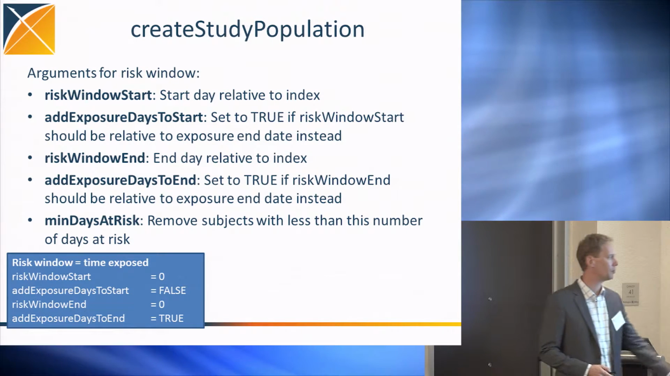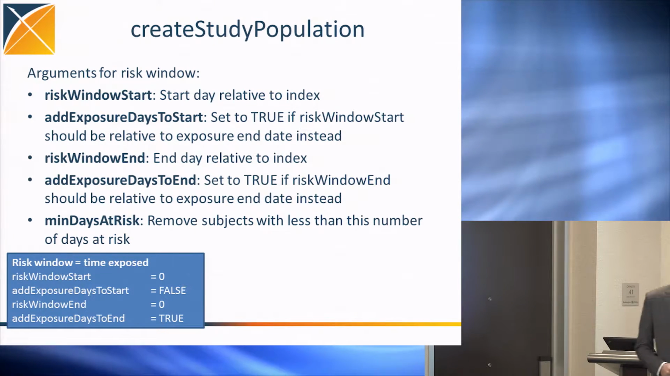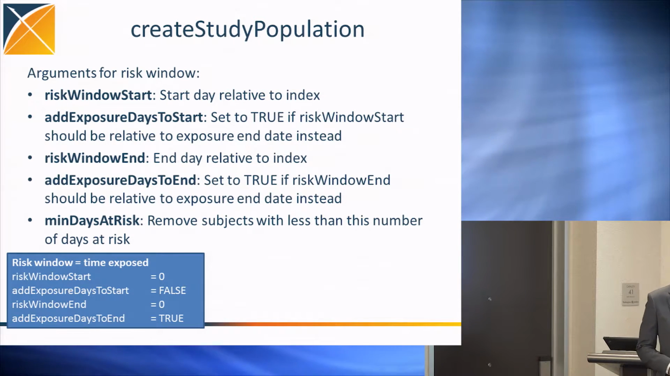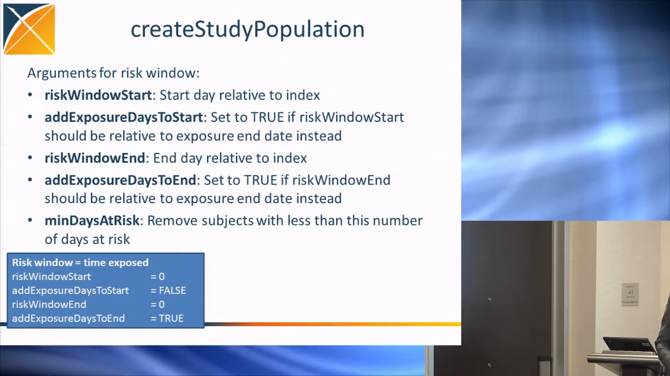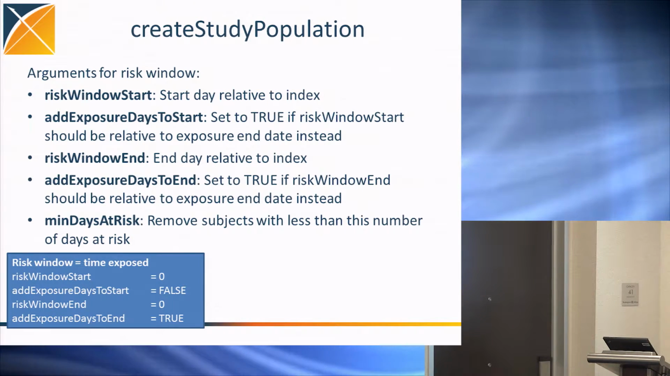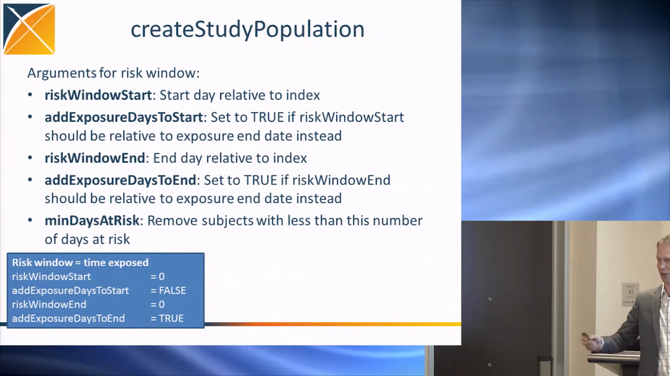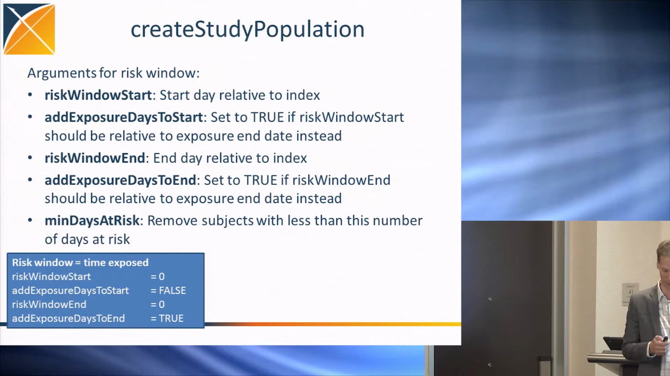So just some examples. When you just want the risk window to be the time exposed, you set risk window start to 0, add exposure days to start false, risk window end is 0, and add exposure days to end true. So that's just basically taking the cohort start and end date as defined wherever you got the cohort from.